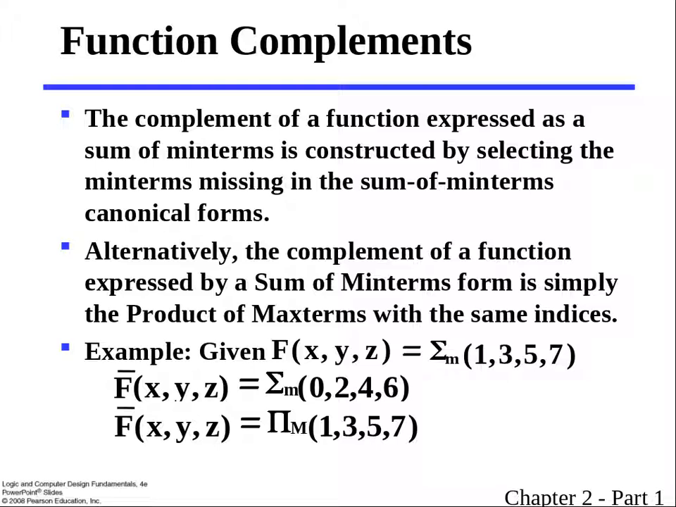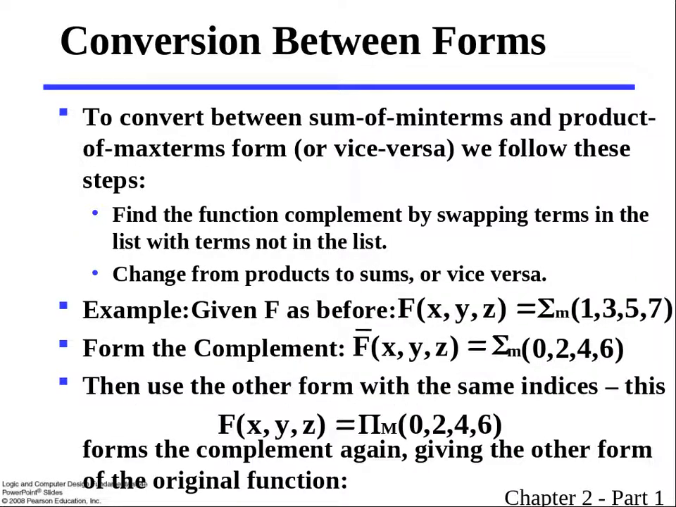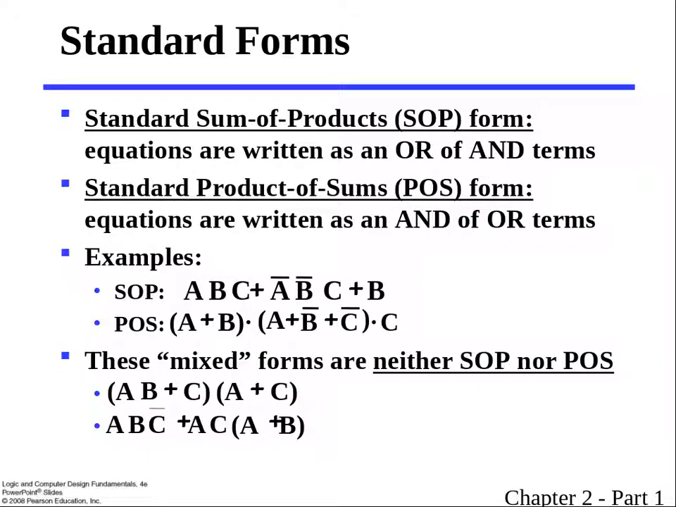In other words, if you wish to complement the function, you change the sigma to a product, and you change the little m to a big M. We're done. That works because of the way we encoded it. I just explained this. They're called the sum of products, or the product of sums.